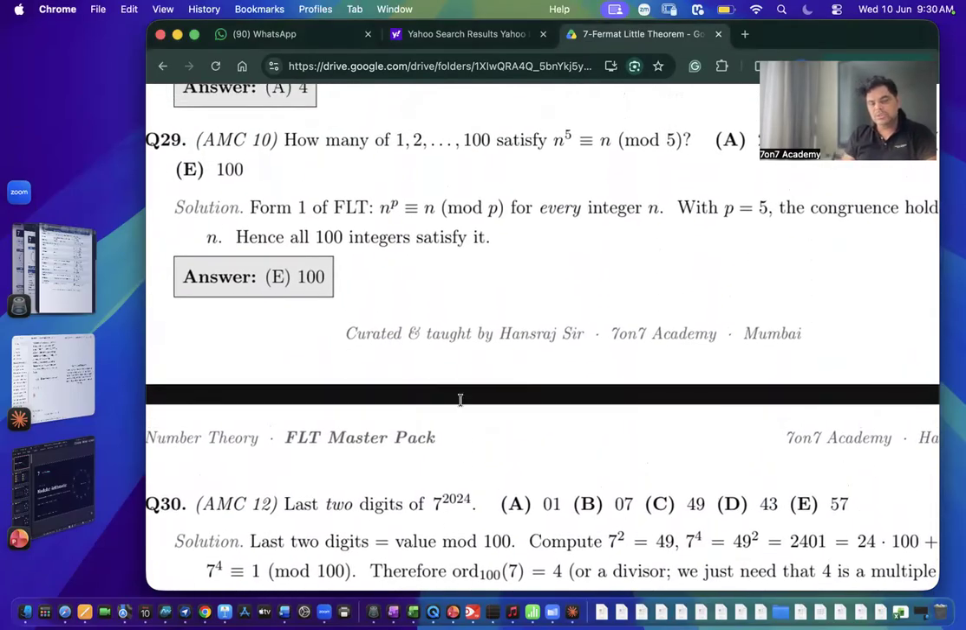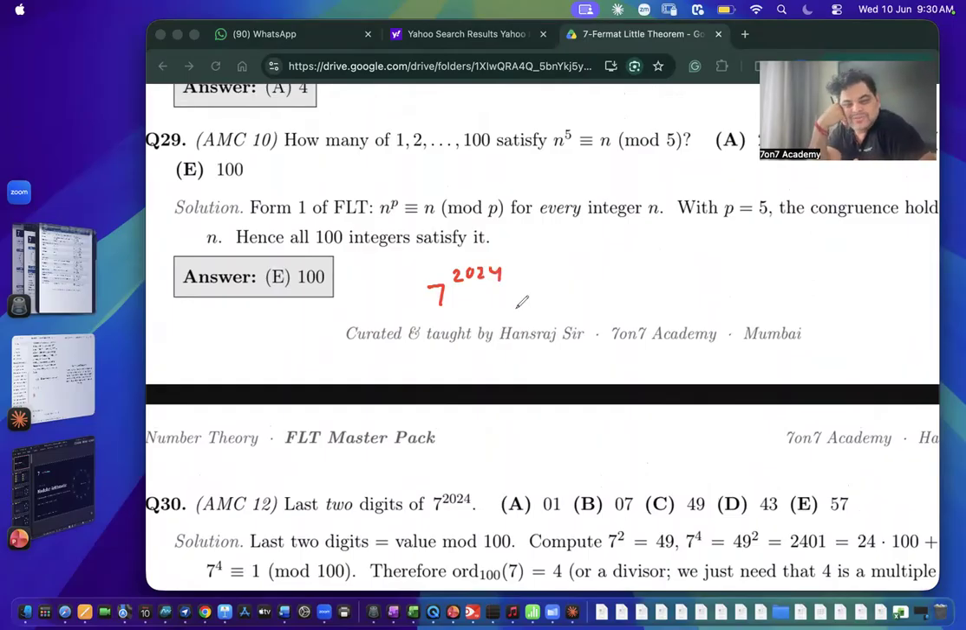How will you get the last 2 digits of that? If you have 7 raised to 2024, can you find out the last 2 digits of that? So mod 100, you have to get a mod 100.